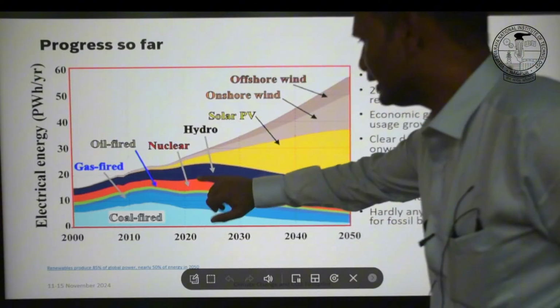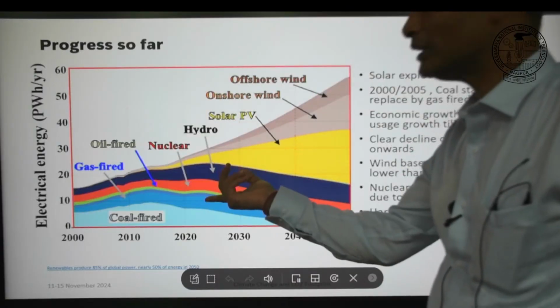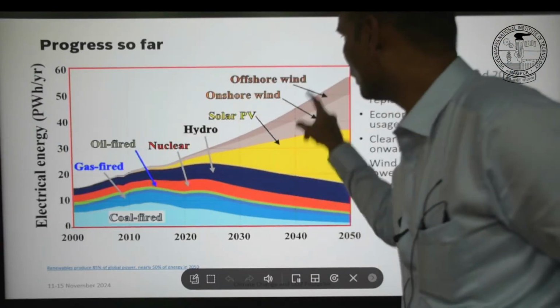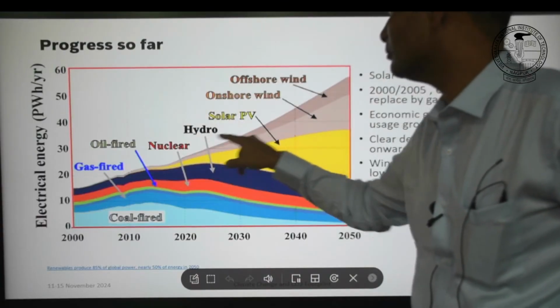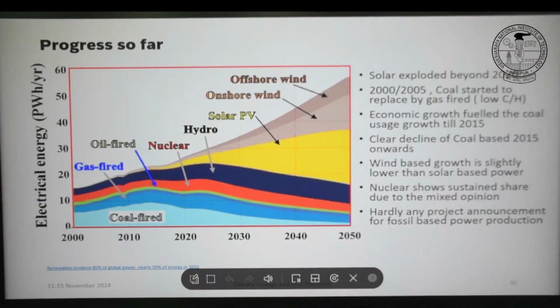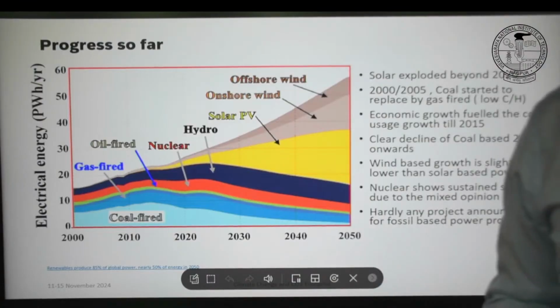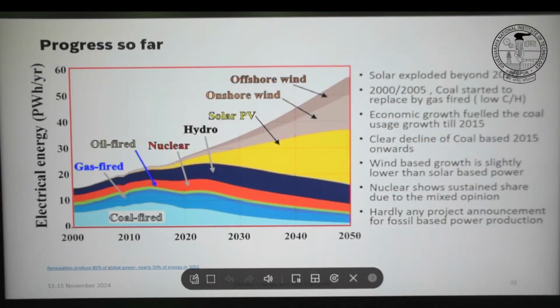That's the difference between conventional and non-conventional. When we say non-conventional, we talk about all this, but when we say renewables, we only talk about these. Because nuclear, although it's zero carbon and non-conventional, is not renewable. It will be finished one day.